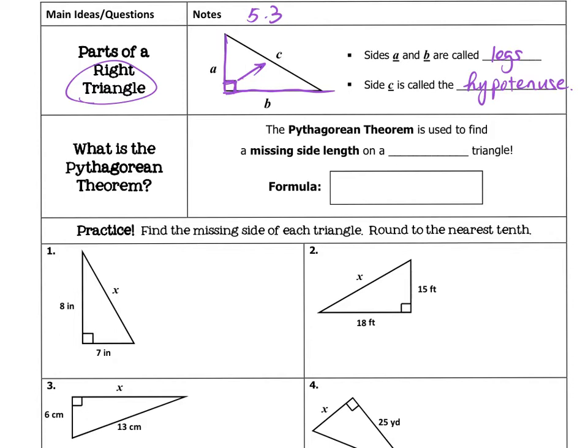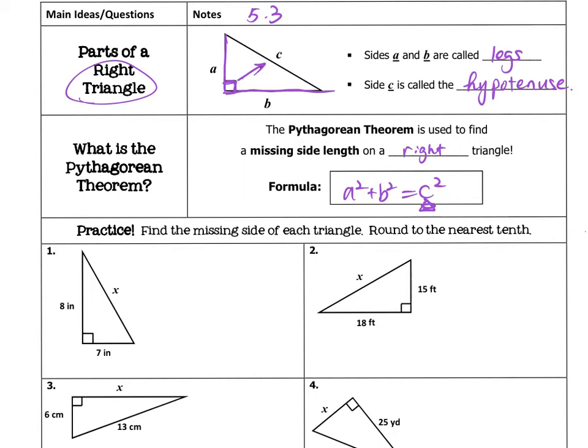Also, a quick review of the Pythagorean Theorem, which we use to find a missing side length on a right triangle. The formula is a squared plus b squared equals c squared. Again, note that c has to be the hypotenuse, the longest side, and a and b are just the legs. So, some quick practices.